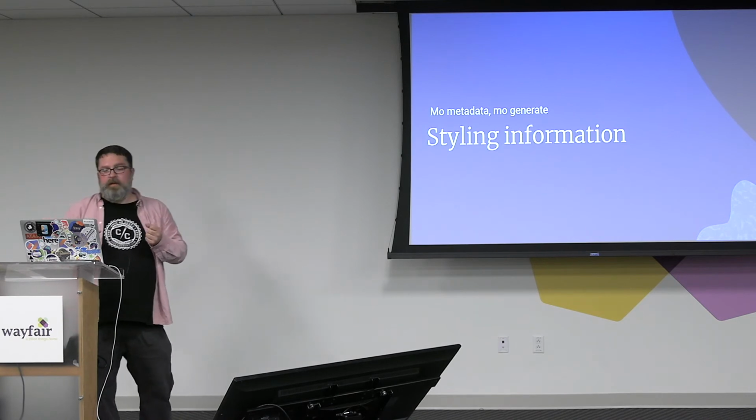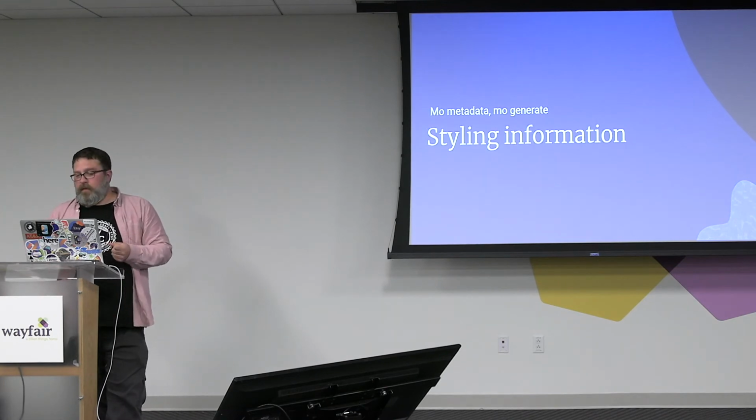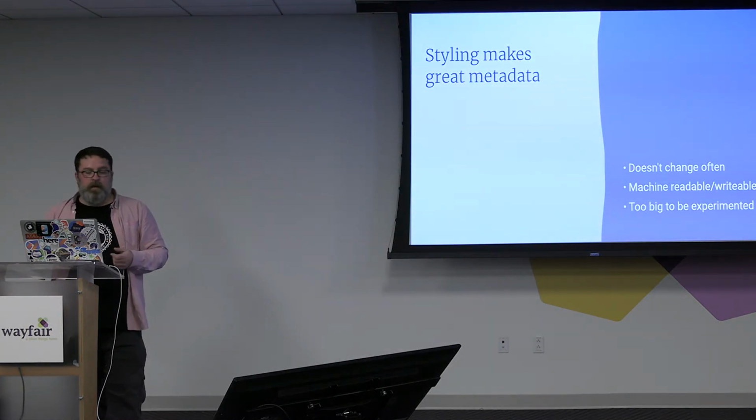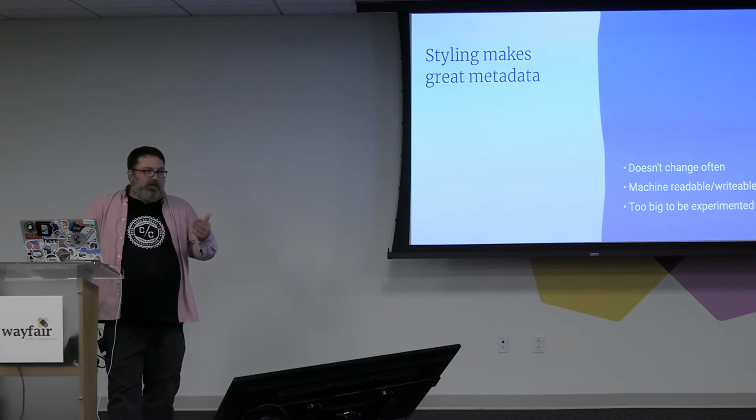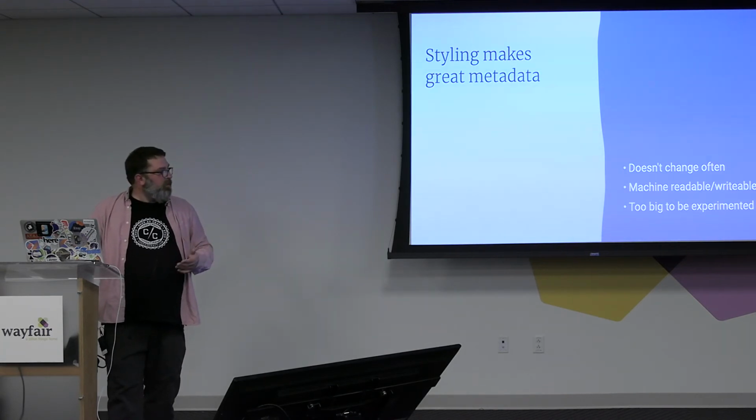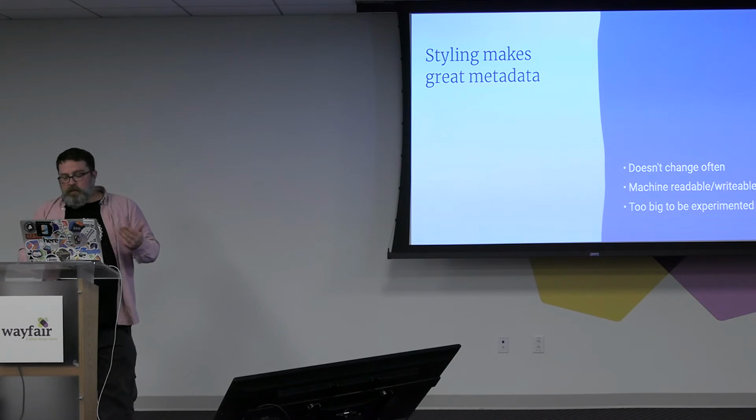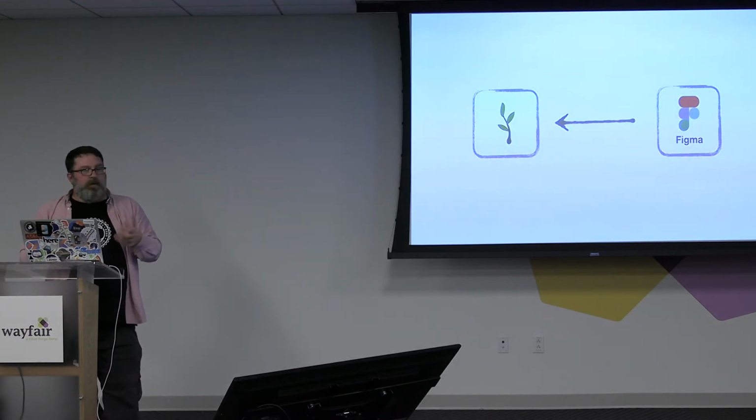And it turns out one of the things that's very machine readable these days and very machine writable is styling information. So it actually makes for great metadata. It doesn't change that often, so it's not changing per user. You're not going to send a different style to one user because their name is Patrick. But it does change sometimes, right? So you're going to redesign sometimes. You're going to update the look of things. So you can generate it using this pipeline in order to update it.